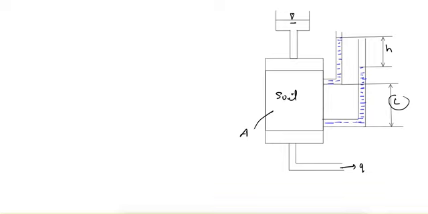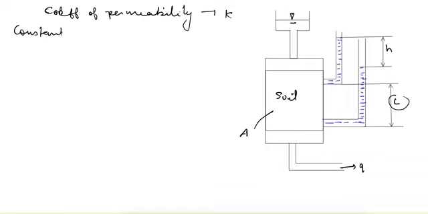Now let's see the various tests which are conducted to find out the coefficient of permeability. First we will see the lab test. In the lab there are two tests which are conducted. First is the constant head test and second is the variable head test.